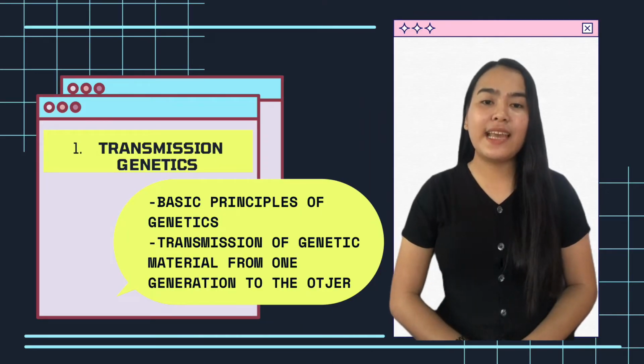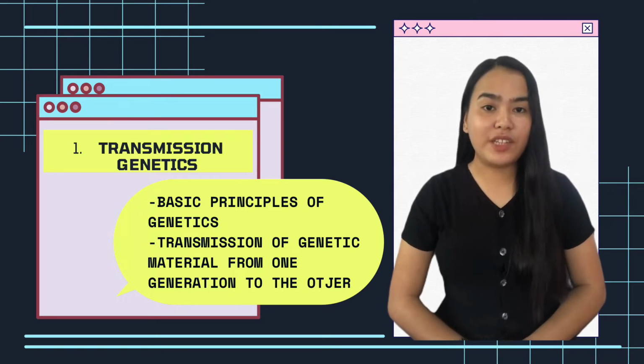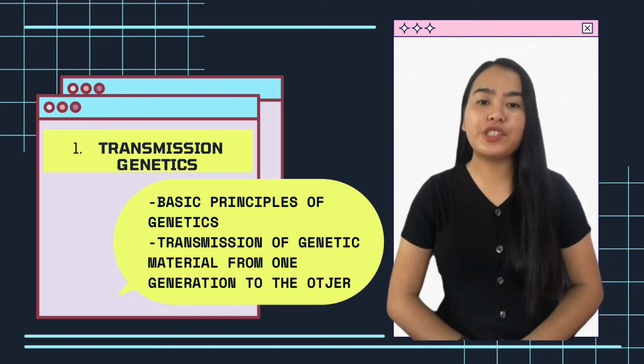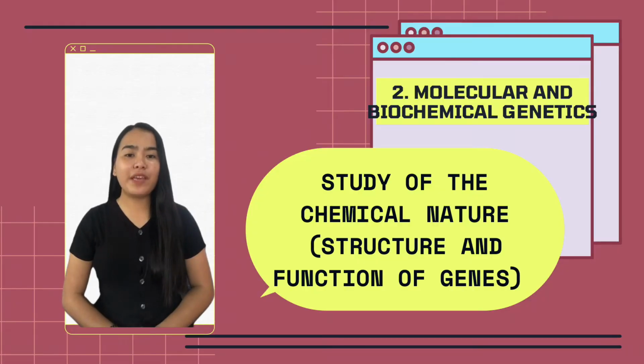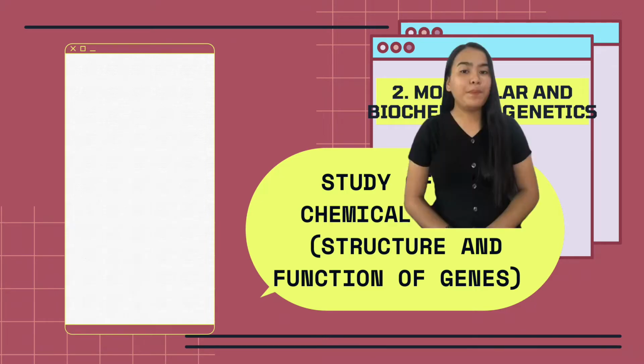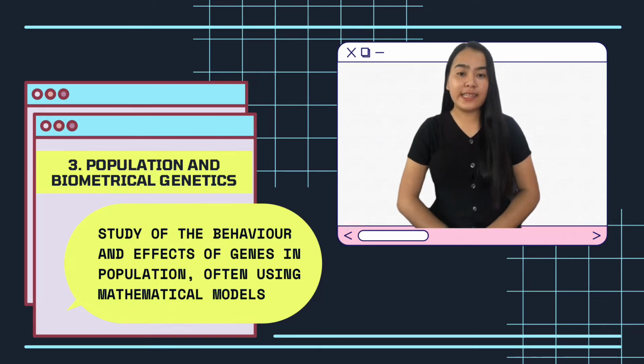Transmission genetics includes the basic principles of genetics: transmission of genetic material from one generation to the other. Molecular and biochemical genetics is the study of the chemical nature, or the structure and function, of genes. Population and biometrical genetics is the study of the behavior and effects of genes in population, often using mathematical models.